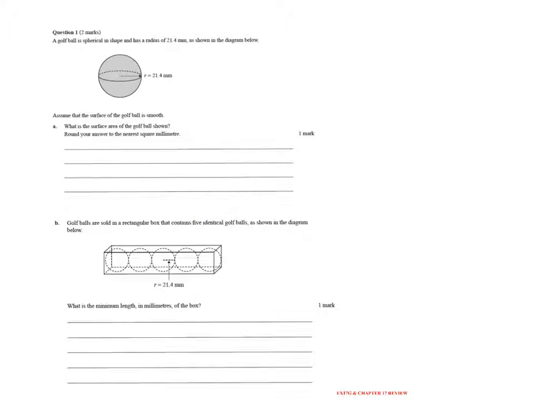So who can tell me, using your formula sheets, what's the area of a sphere? Look it up. Area of a sphere equals... Pardon? Okay, area of a sphere is 4 pi r squared. So you simply put in your calculator 4 times pi times 21.4 squared. Whatever that answer is, I'm not going to work that out now.